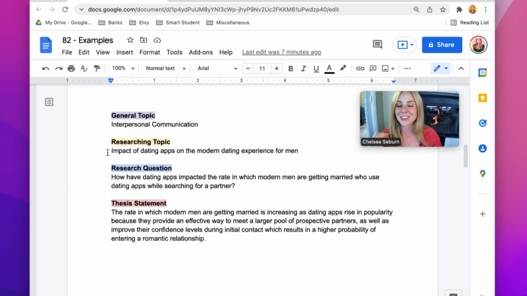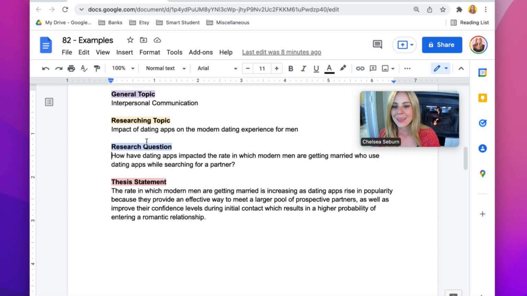We need to give our research the direction. And so after we do a little more research, we realize that the direction we want to take within this topic is this right here. We want to know, how have dating apps impacted the rate in which modern men are getting married who use those dating apps while searching for a partner? So just like before, your next step would be to go answer this question, go research this and see what is being said. And so that we do, and we come up with our thesis statement down here, which might read something like this. The rate in which modern men are getting married is increasing as dating apps rise in popularity because they provide an effective way to meet a larger pool of prospects, as well as improve their confidence levels during initial contact, which results in a higher probability of entering a romantic relationship.